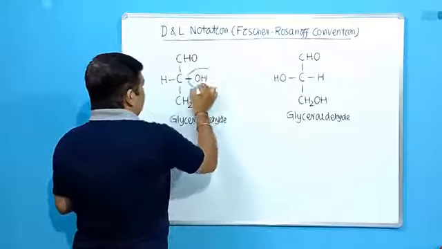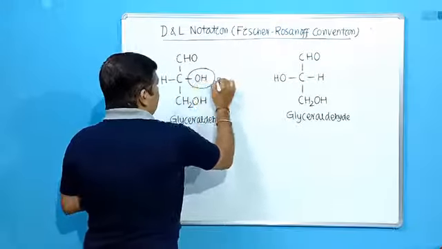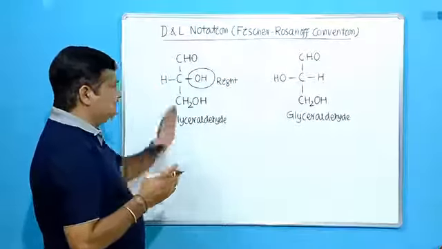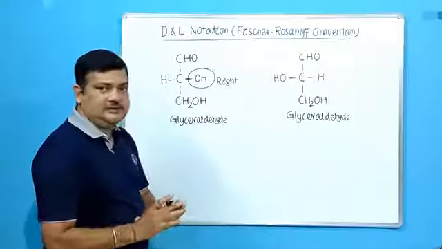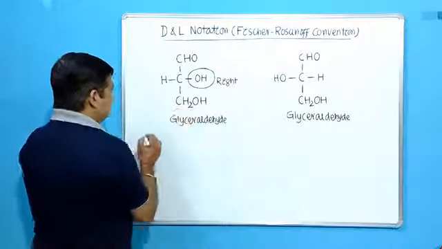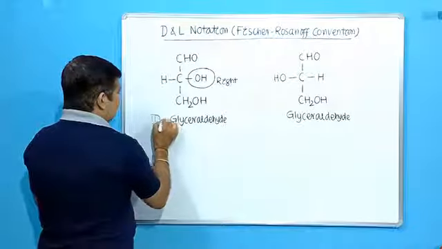So here the hydroxyl group is present on the right side. The hydroxyl group decides the naming. So the naming is decided by the presence of the hydroxyl group. Here the hydroxyl group is present on the right side, so it is called D-glyceraldehyde.